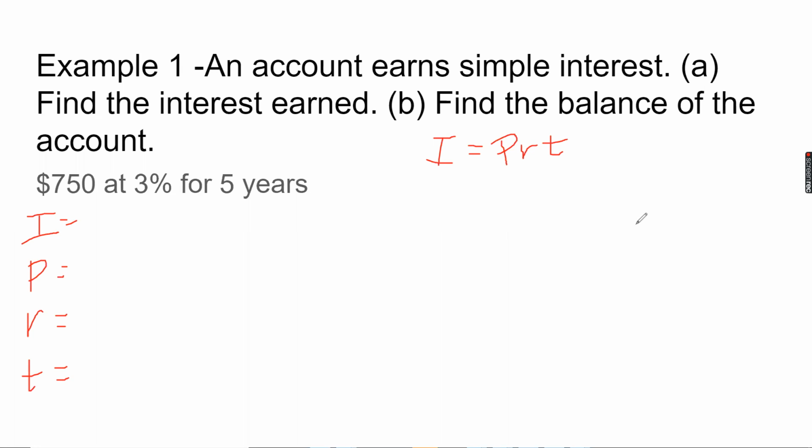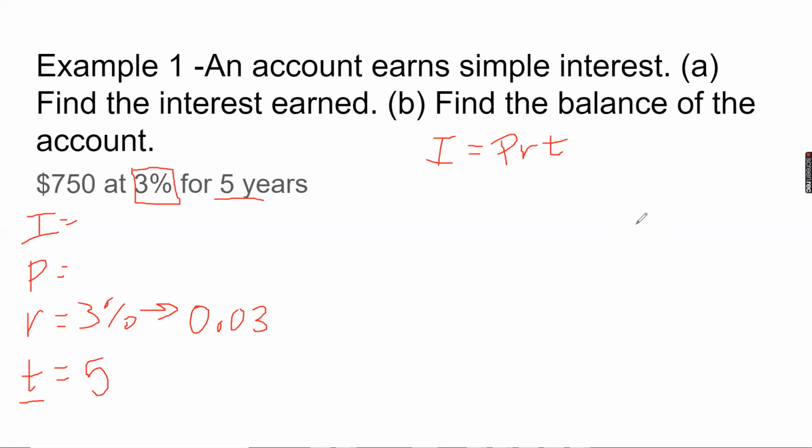So we're looking at this, and the easiest one to identify is always going to be the percentage. The percentage goes with your rate. So we're going to put 3% in there. But remember, we need that 3% as a decimal. So 3% as a decimal is going to be 0.03. The second easiest one to identify is going to be time, T, because it's the amount of years. It says 5 years here, so we're going to put 5. And it is in years, so we are good to leave it as a 5.